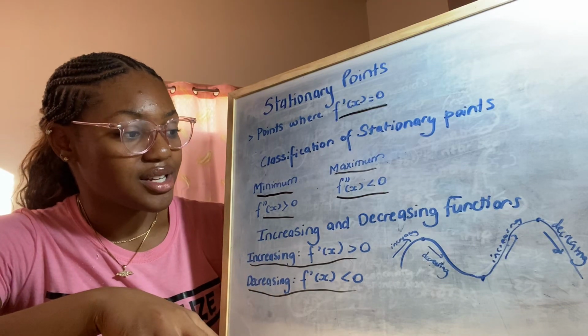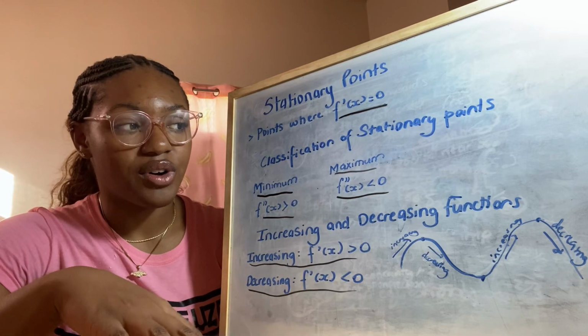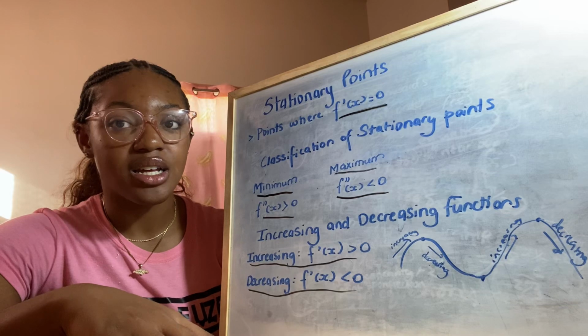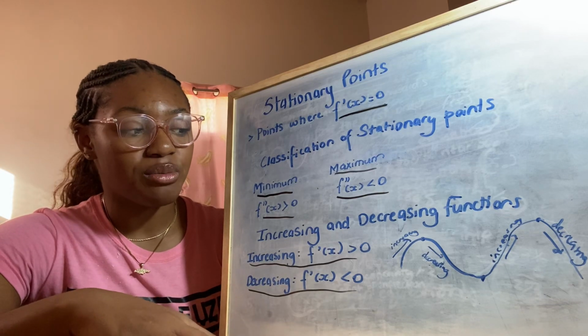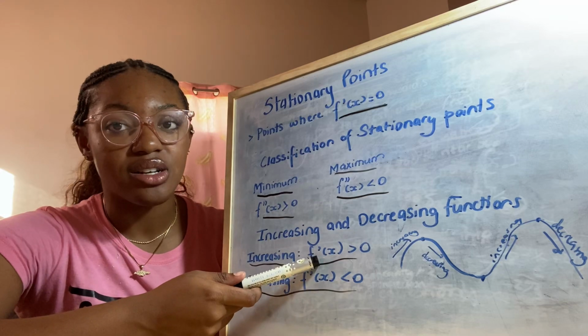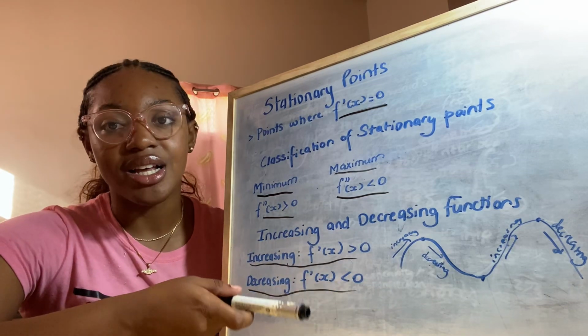To determine if the function is increasing, we'd use the first derivative, and the first derivative should be greater than 0. So if the function is increasing, the first derivative is greater than 0. However, if it's decreasing, the first derivative is less than 0.